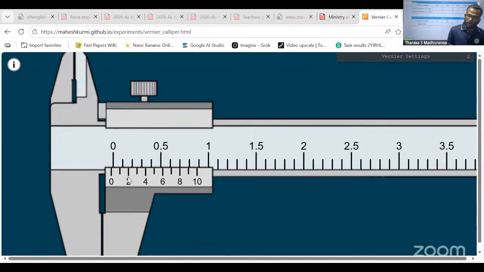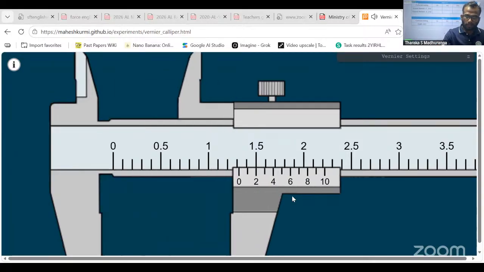Then how do we get the negative zero error? That's the point where you have to be very careful. In negative zero error, you have to take the coinciding part and subtract it from the total vernier scale parts. The coinciding part is 8. Then you have to do 10 minus 8, the total vernier scale parts 10 minus 8, which is 2. 2 multiplied by the vernier least count is 0.2. So 0.2 is the negative zero error.